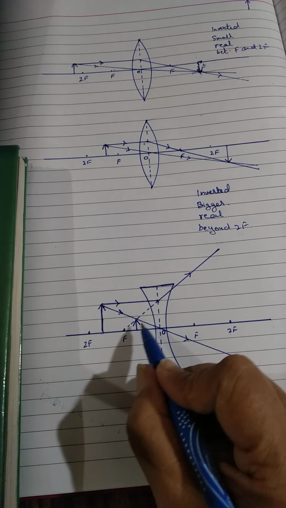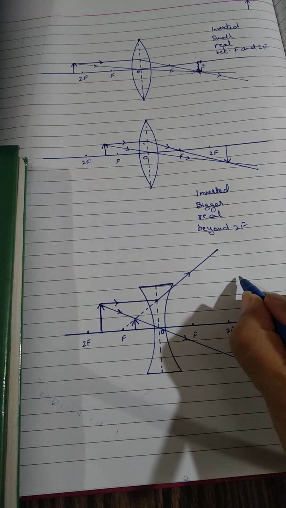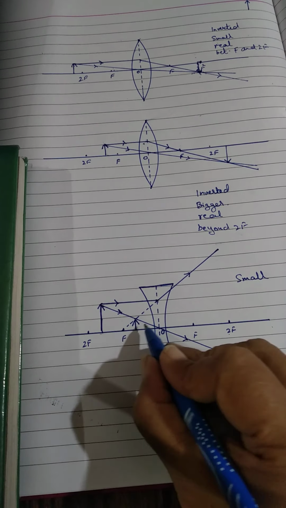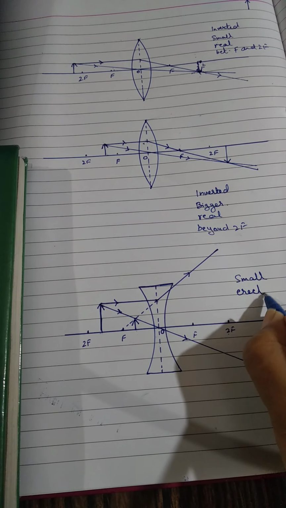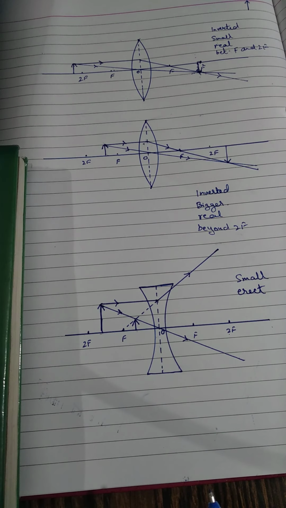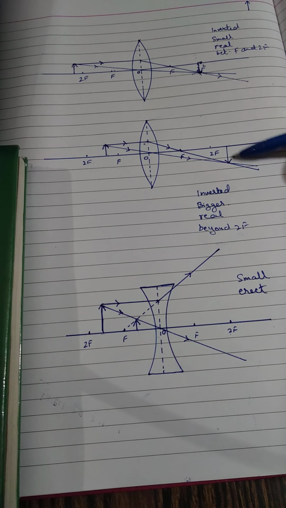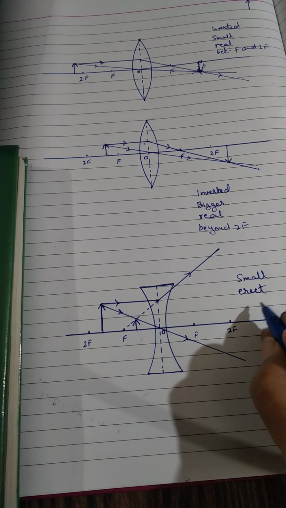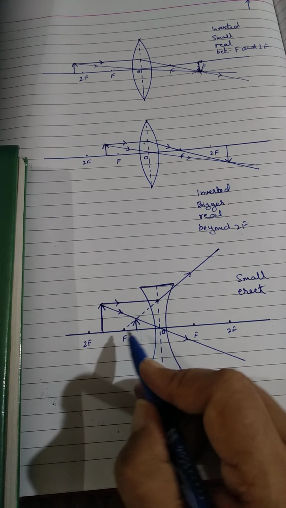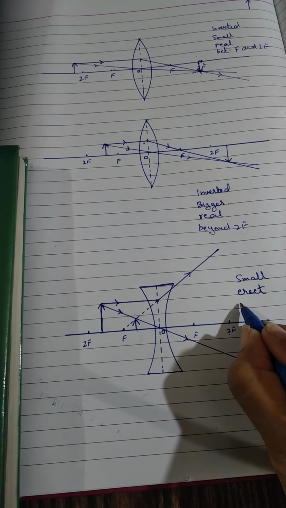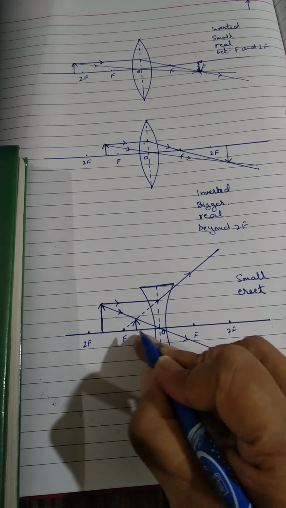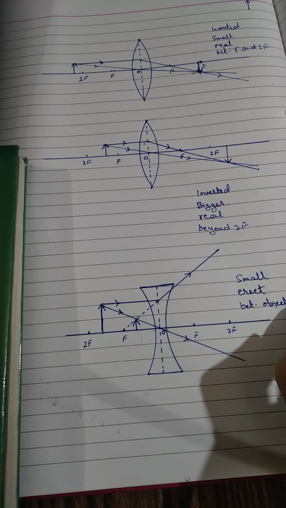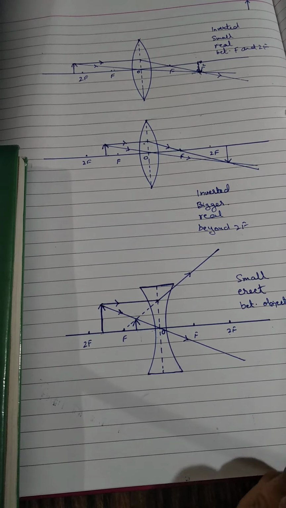Now, let us write down the properties of this image. This image is small in size. Fine. Then, second thing, it is erect. Erect means straight. This is not an inverted, upside down image. This is a straight image. It is an erect image. Then it is formed between the object and O, in front of O, or between object and O. O is the optical center.